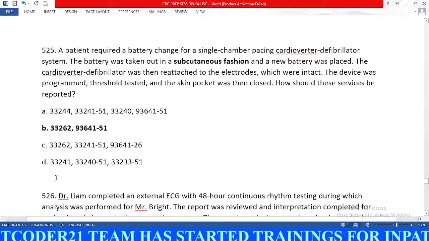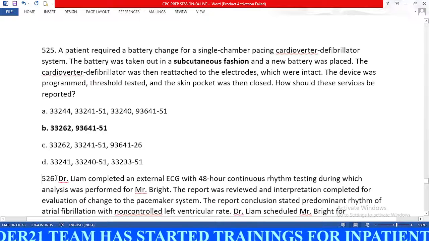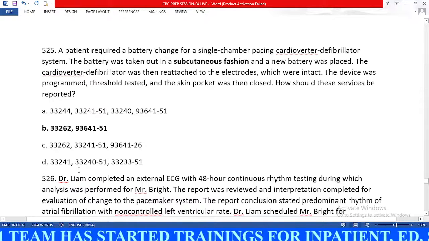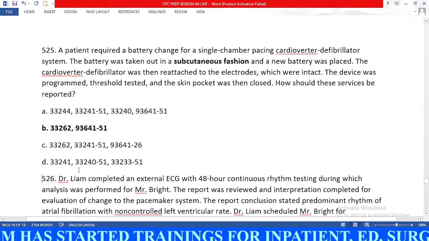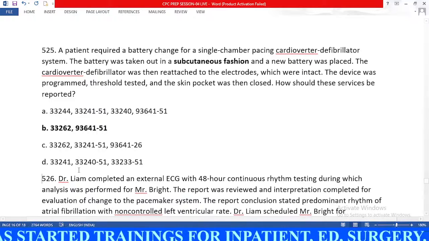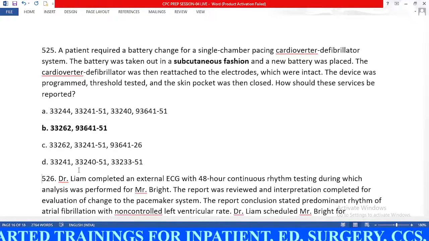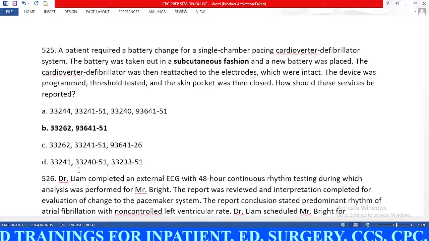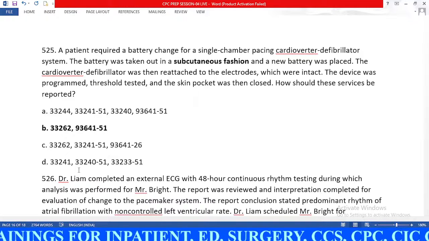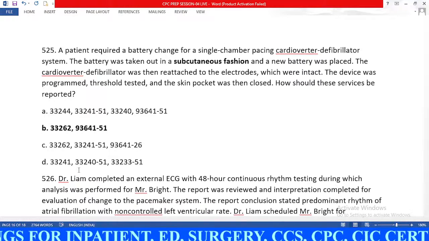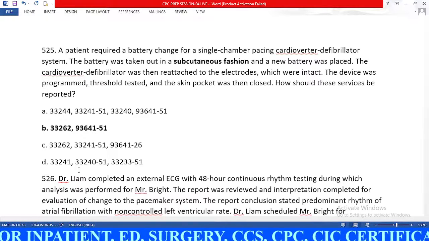I hope you guys understand this one. If you don't get it, just write it in the chat box. So Asha, you need to understand what the physician exactly performed. In cardiovascular, we have more keywords, so we need to understand the keywords first.